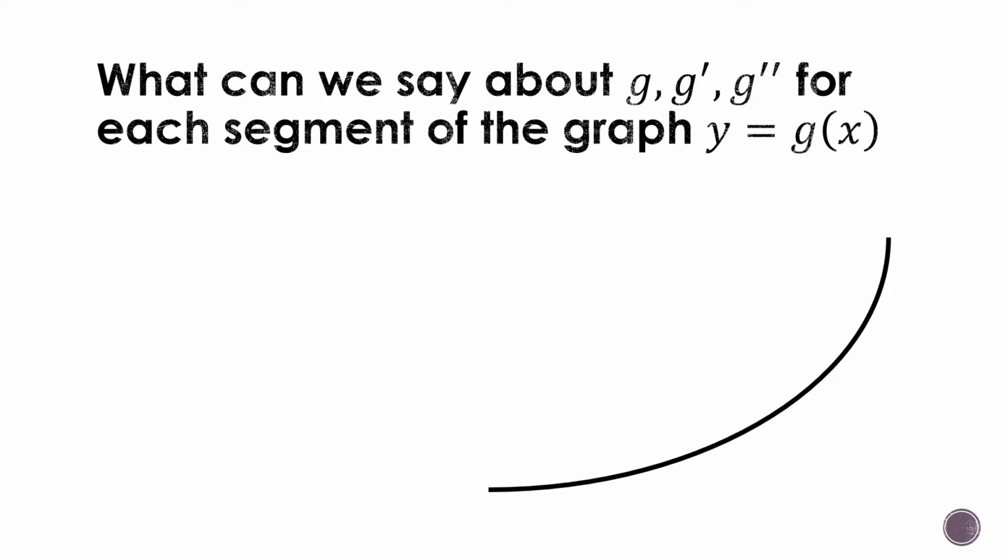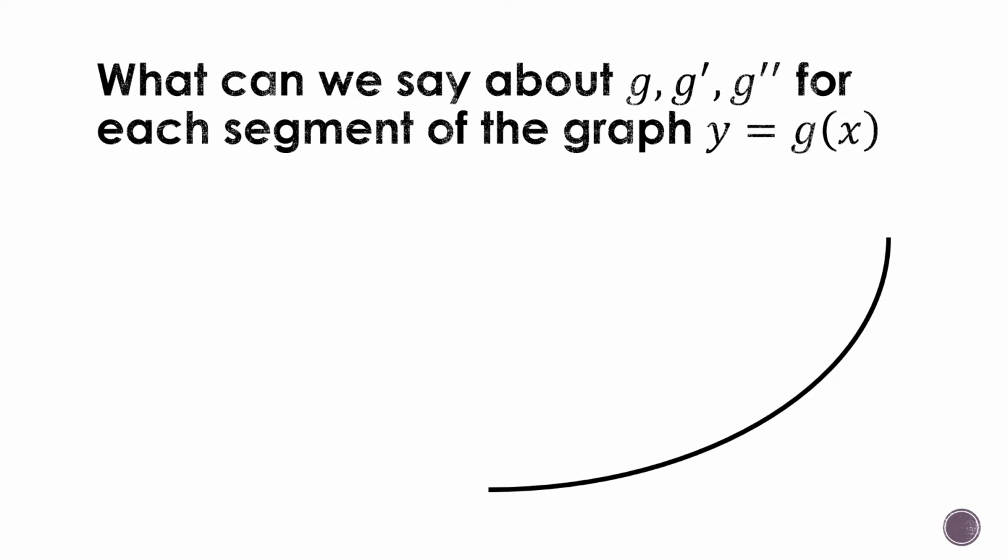G prime is talking about what will be happening on the graph of the first derivative, and G double prime is talking about what is happening on the sketch of the second derivative of this graph. So first we want to say what's happening right here on G. And if you trace from left to right on this graph, you notice that it's increasing. And this is also concave up.